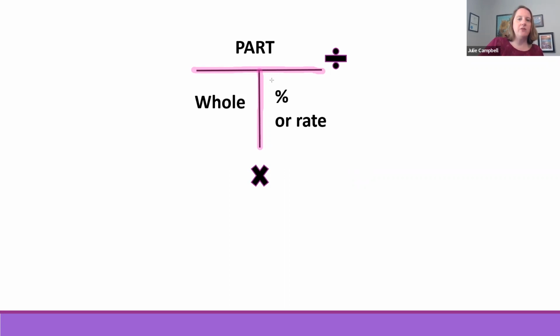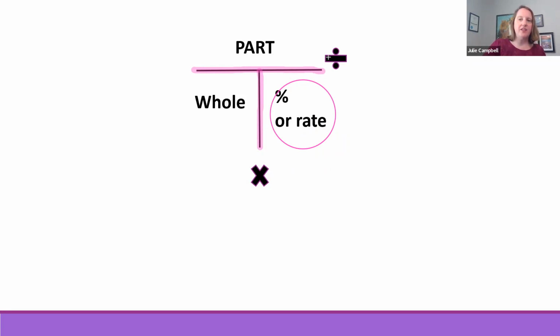When you're setting up your T-bar, anytime you see rate or percent in a math problem, more often than not, we can use a T-bar. The rate or percent always, did you guys just hear my absolute word there? The rate or percent always goes in the bottom right. Part goes on top, whole goes on the bottom left. I'll talk more about those in just a second.